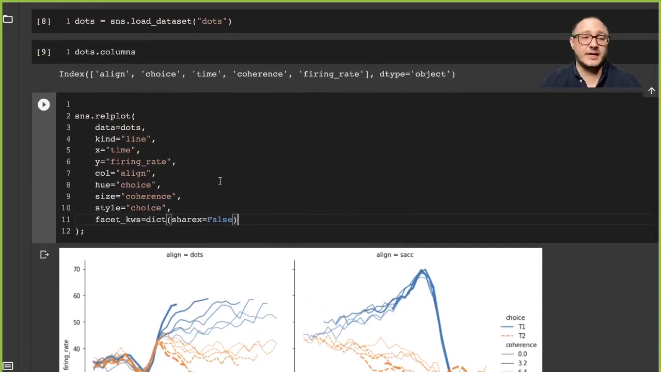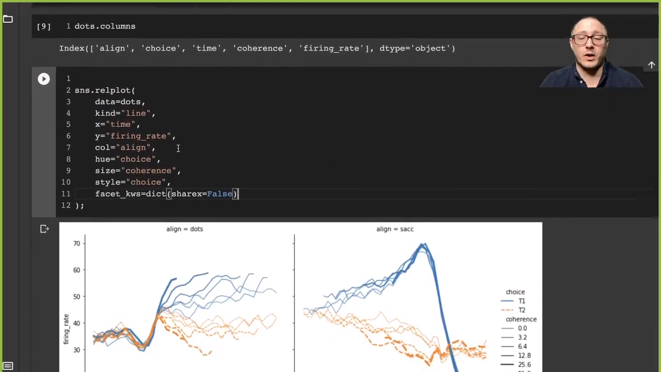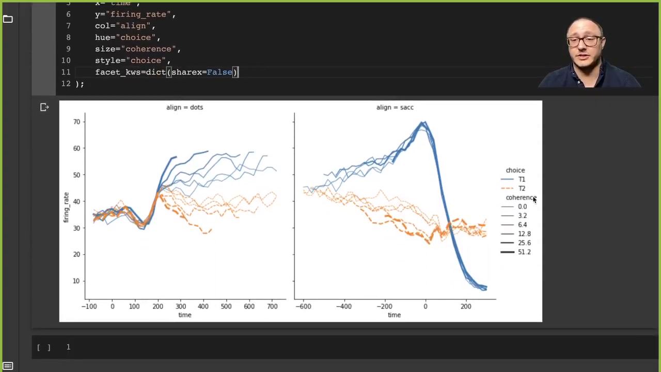And again, I didn't dictate how I wanted my lines to look or anything else, and it just chose dots and a solid blue line for our choices of T1 and T2. And then for size, for the lines, it chose the thickness of the line. You can change all of these types of settings as well. You can make the lines thicker, thinner, instead of dots and dashes.